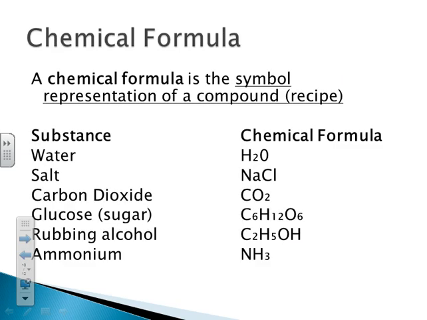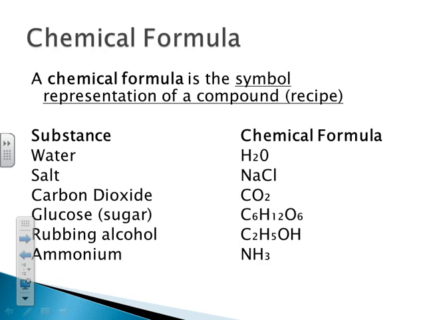Okay, let's talk about chemical formulas. Put the words chemical formula to the left. A chemical formula is a symbol representation of a compound. So it's kind of like the recipe. If you've ever wondered what water is made of, it's made of 2 hydrogens and 1 oxygen, H2O. Salt, NaCl, is called sodium chloride. Carbon dioxide, that's one you've seen before, CO2.